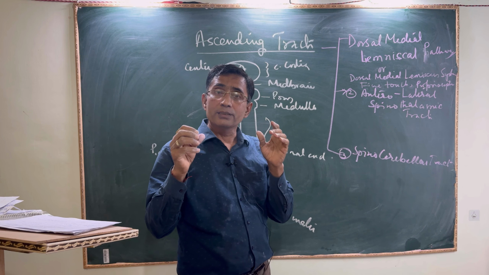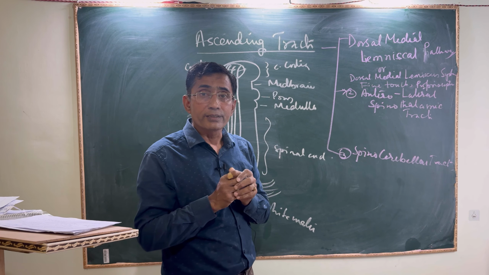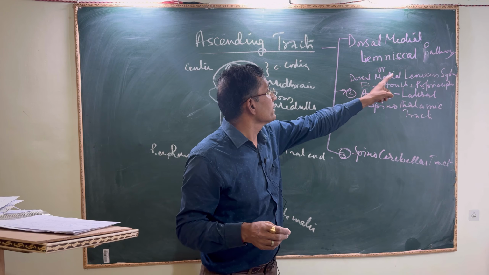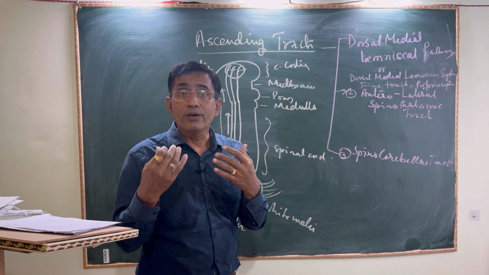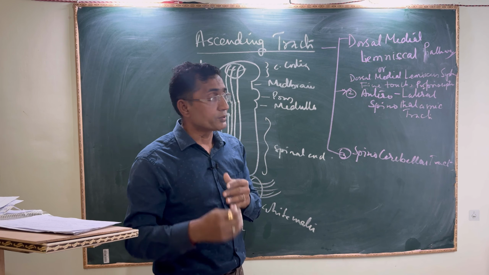All of you must have done practical classes. What is 2-point discrimination? So that sensation is also carried by the dorsal medial lemniscal pathway. This is the first pathway. This pathway maintains length and line principle.